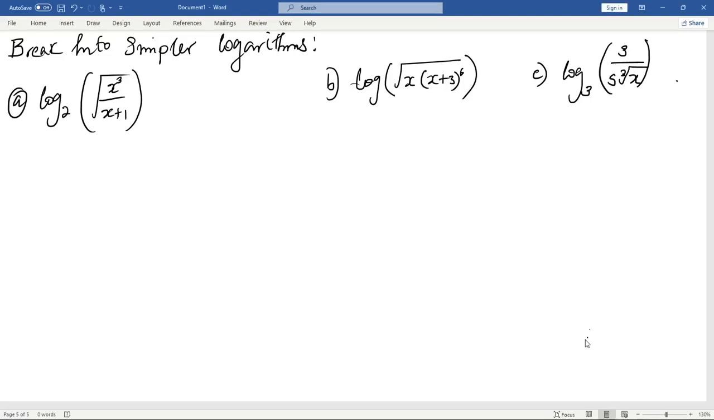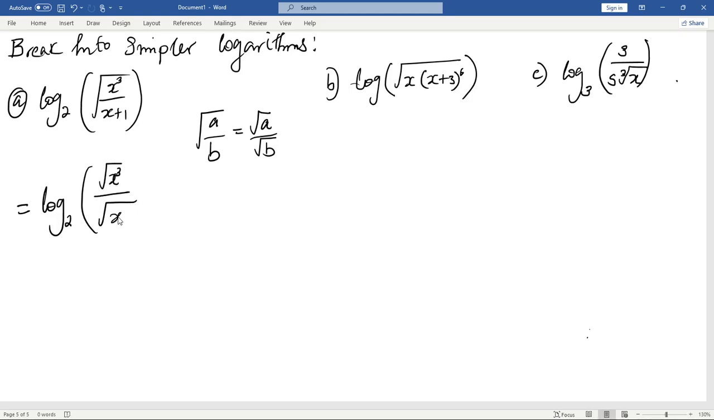Okay, so in this video, we need to simplify these log functions that we have there. So we need to break them down into simpler logs. Now, here, we're going to apply the rule of indices. We have a rule that states that the square root of a over b is the same as the square root of a over the square root of b. So now we're going to have log to the base 2 of the square root of x to the power 3 divided by the square root of x plus 1.